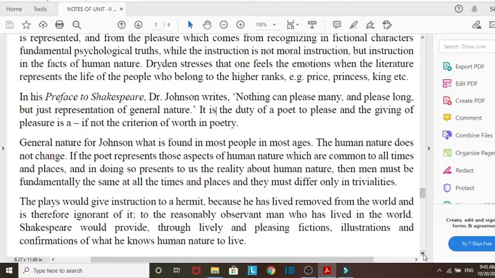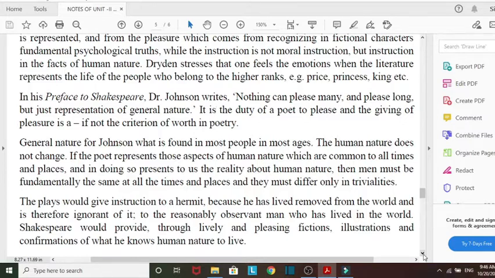So which are the general natures? General nature, for Johnson, is what is found in most people in most ages. Everything is the same. Human nature does not change. Everybody falls in love, everybody gets married, everybody gets angry, hungry, thirsty, everybody has lust, everybody has desire. The same story is there, the same marriage story, love story, tragic story everywhere.